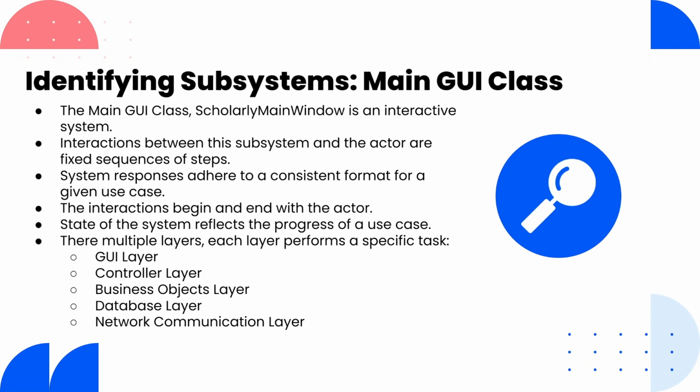This is pretty similar to what I said about the overall system, except when we classify this subsystem as an interactive system, we mean that it communicates with other subsystems as needed to perform the necessary functions. And it has multiple layers. It's the same ones as the overall system. And the state of the system reflects the progress of a use case. And also the interactions between the system begin and end with the actor, which is the user.